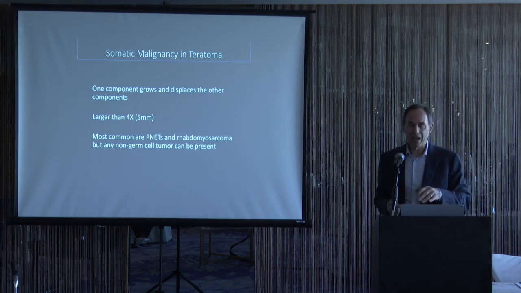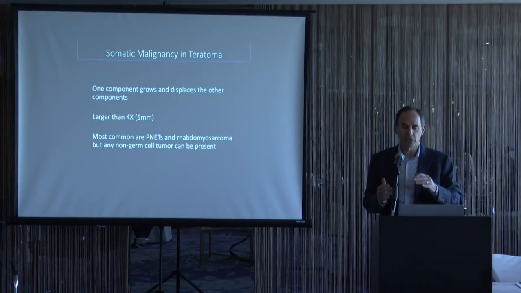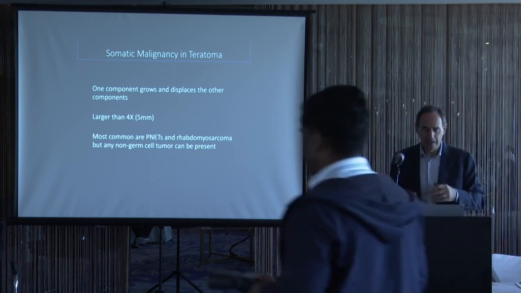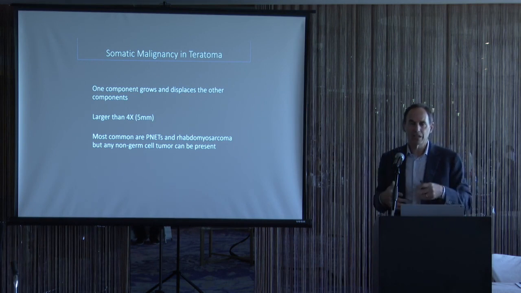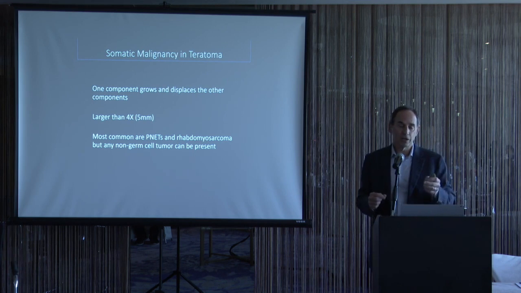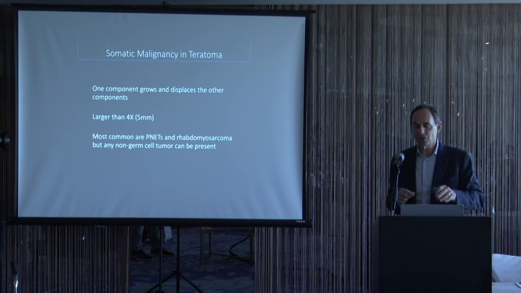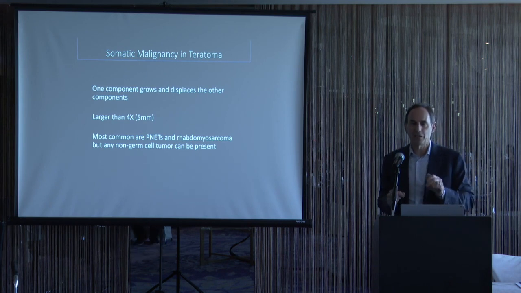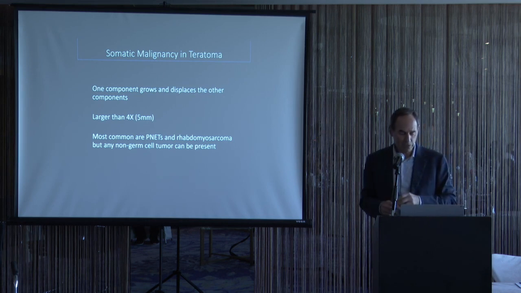The most common somatic malignancies, so when we talk about a somatic malignancy, we're talking about a tumor that typically does not occur in the testes. It's not a germ cell tumor, not a sex cord stromal tumor. It's a tumor you would see somewhere else in the body, in a child or in an adult, but it's arising in association with a teratoma. The most common ones are what we used to call PNET, primitive neuroepithelial tumor. I probably should change the slide. We now call them ENETs, embryonic neuroectodermal tumors, because they are different in some respects from PNETs, and rhabdomyosarcomas.